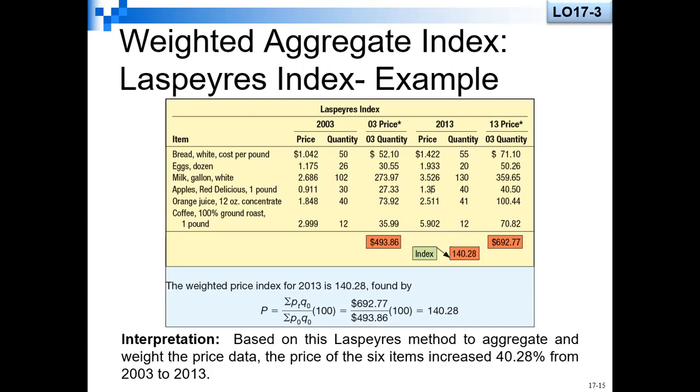Hello? Yes. That's what you get. And multiply it by 100. You get 140.276. Now, like I said, you don't have to multiply by 100, okay? But we do that so that we can get a direct percentage. So based on this method, the price of the 6 items increased by 40.28% between 2003 and 2013.